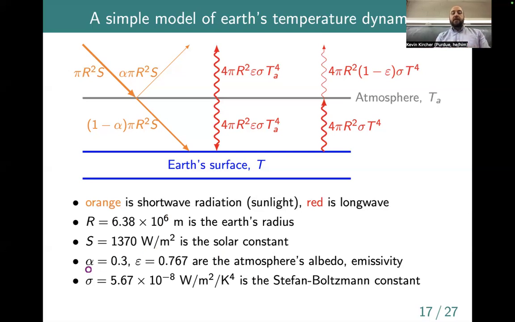Alpha is called the albedo of the atmosphere, basically how shiny the atmosphere is. So alpha is the fraction of this incident sunlight that bounces back into space. And then 1 minus alpha is the fraction that comes down to the Earth's surface. Epsilon here is called the emissivity, or the thermal emissivity, of the atmosphere. So basically it defines how much of this thermal energy that comes through here is absorbed by the atmosphere. And then sigma is a physical constant called the Stefan-Boltzmann constant.